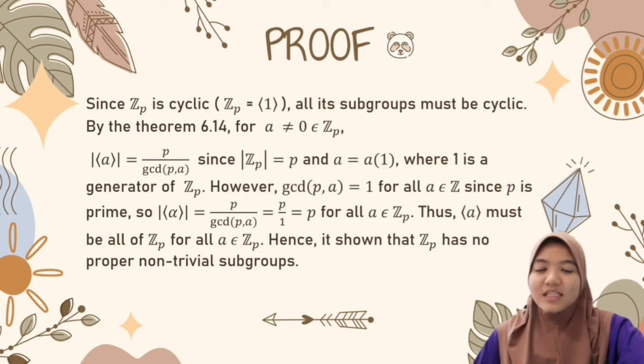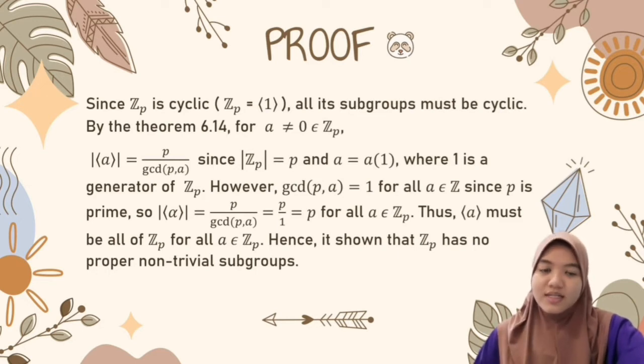Since integer modulo P is cyclic, with the subgroup generated by 1, all its subgroups must be cyclic. By theorem 6.14, for A not equal to 0 in integer modulo P, the order of the subgroup generated by A will be equal to P over the greatest common divisor of P and A, since the order of the element 1 in integer modulo P is equal to P, where 1 is a generator of integer modulo P.